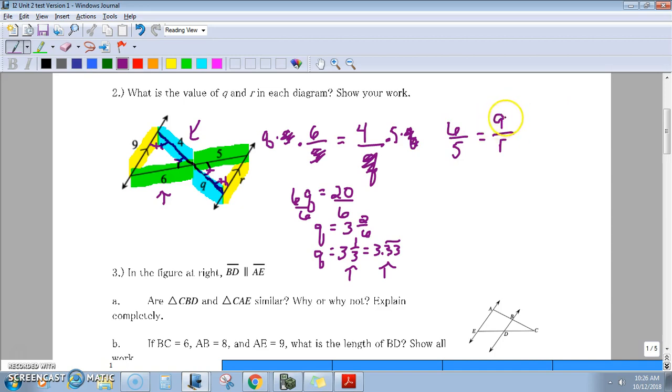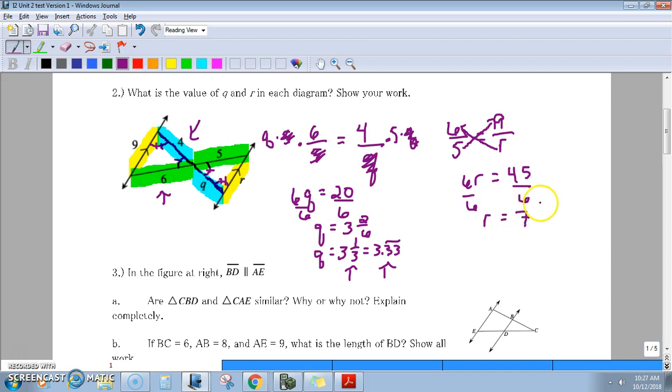Now on the other side, I'll use a different strategy. I'll do cross multiplication. So here we're going to multiply this way. 6 times R is 6R, which is equal to 5 times 9, which is 45. And then all we have to do here is divide both sides by 6 again. And R is equal to... 6 can go into 45 7 times.